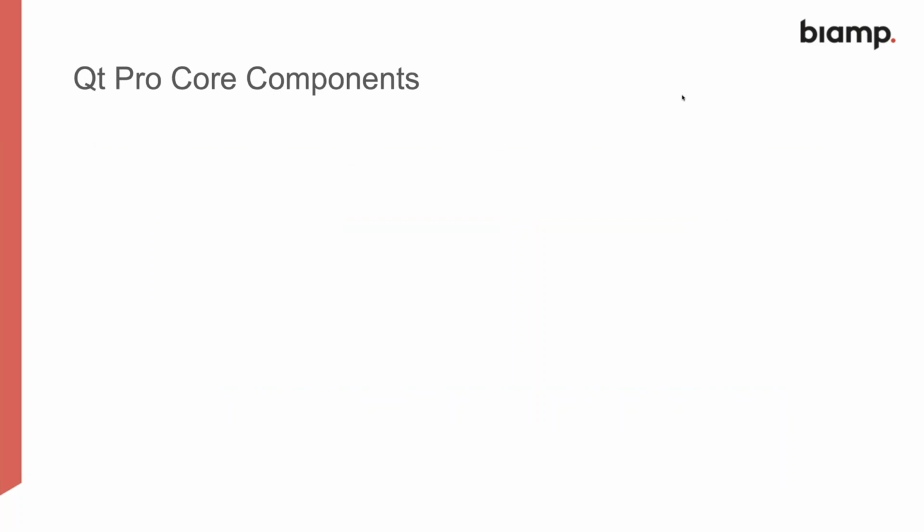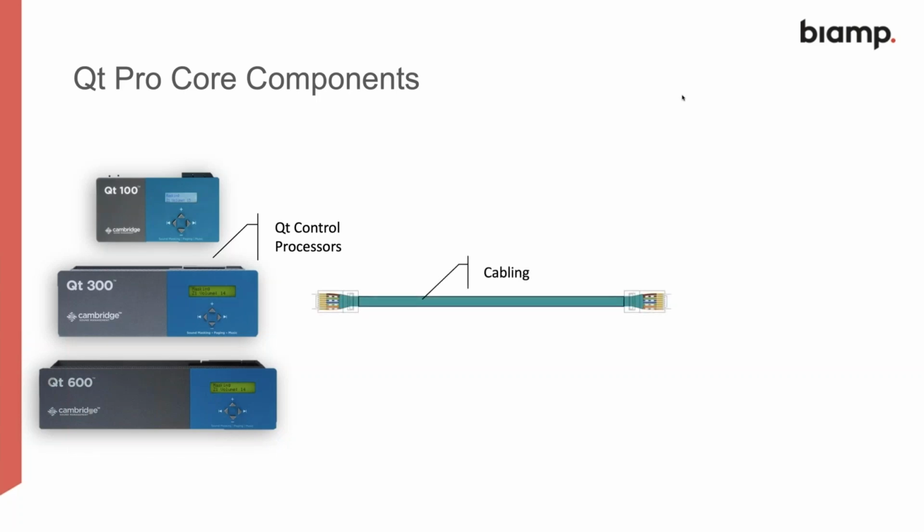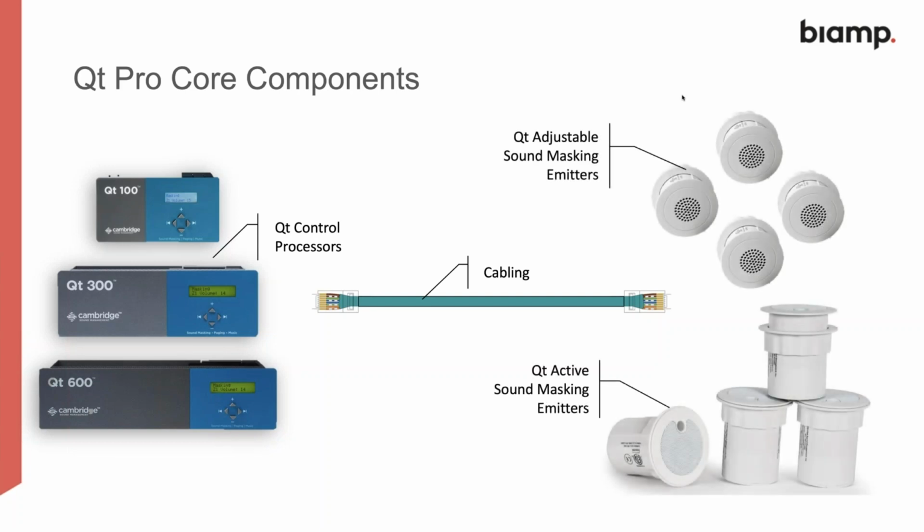So what are the core components? What are the products that we use here? Well, on the processing side, we have 3 models that we offer: the QT100, QT300, and QT600. They are connected from the processor by Cat5 cabling. Actually, it can be as small as Cat3 cabling if you wish, but Cat5 is the more popular, and therefore that's what we tend to use most of.